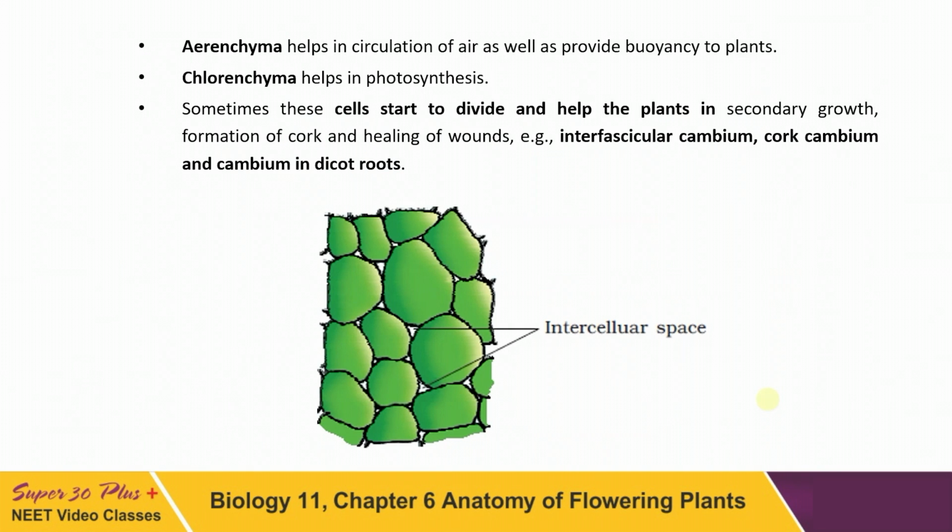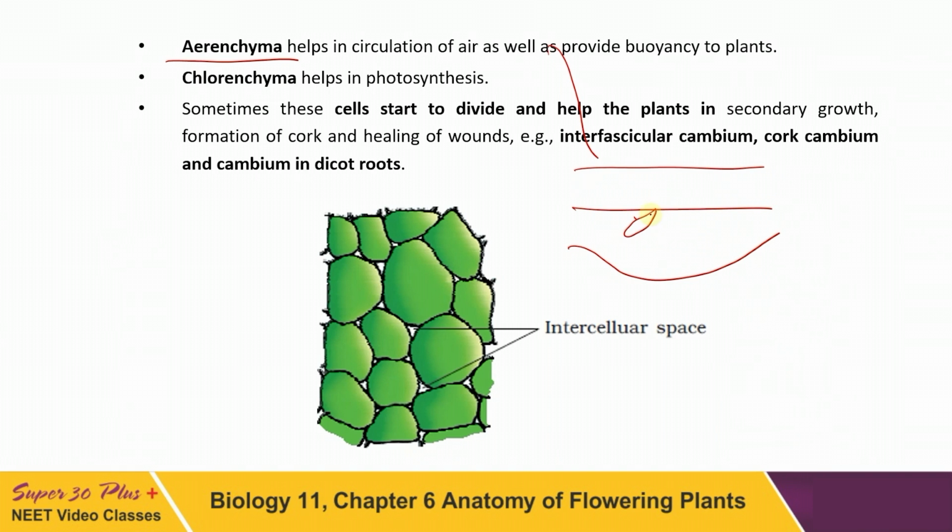In some cases, when the intercellular spaces become much larger, it is known as aerenchyma. You see aerenchyma in the case of a leaf, with the upper tissue and this lower half. Here the parenchymatous cells are there, and in between them the intercellular space is very large. That's why this is known as aerenchyma. They help in circulation of air and provide buoyancy to plants found in water.